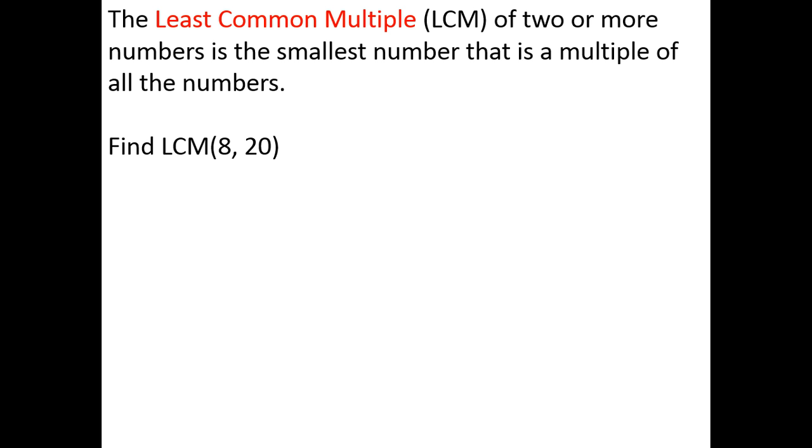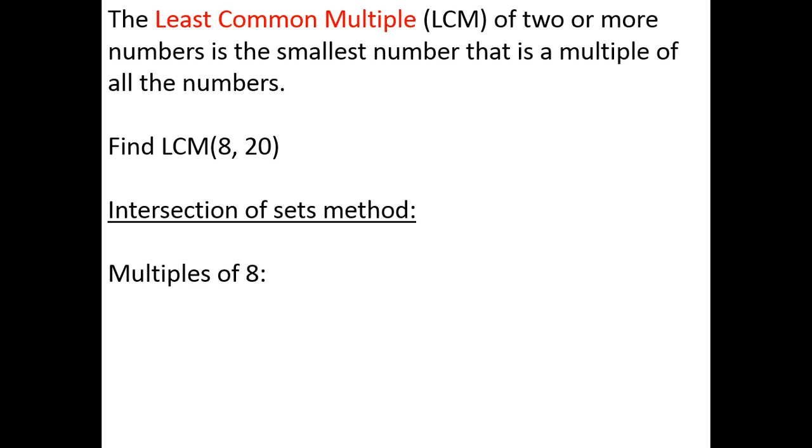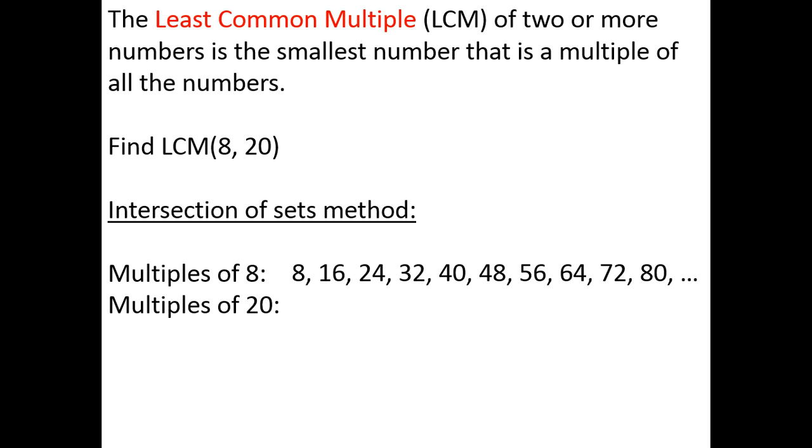Let's find the least common multiple of 8 and 20. We've got two methods we're going to look at to do that, and they have exactly the same names as two of the methods we used for finding divisors. The intersection of sets method finds a set of numbers that makes up the multiples of 8, which would be 8 and 16 and 24 and 32 and 40, and they continue on and on and on. And a set of numbers that make up the multiples of 20, which would be 20, 40, 60, 80, and they go on and on and on.